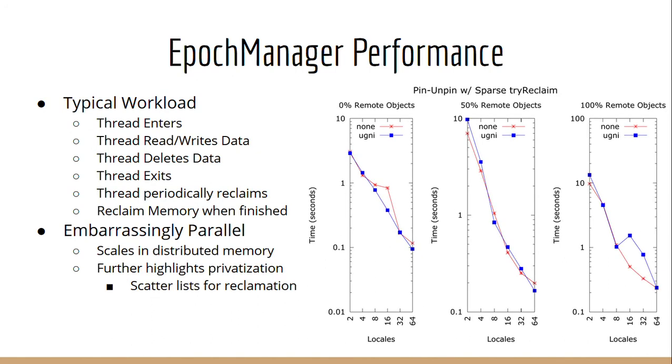The Epoch Manager scales even in the case where tryReclaim is invoked with increased frequency, as demonstrated by the results displayed in the figure. When reclamation is performed, not even the locale where the global epoch is allocated is bogged down by redundant requests, thanks to the first-come first-served election of tasks, and scales equally both with and without RDMA atomics. This highlights the benefit of scatter lists for reclamation.